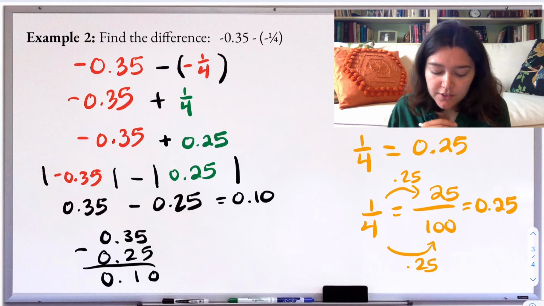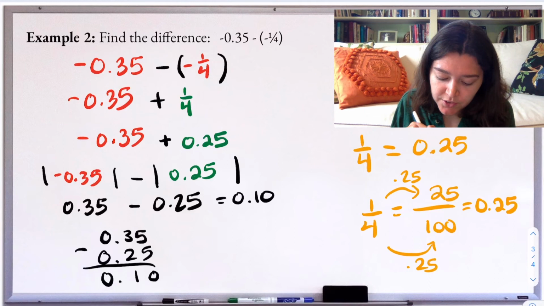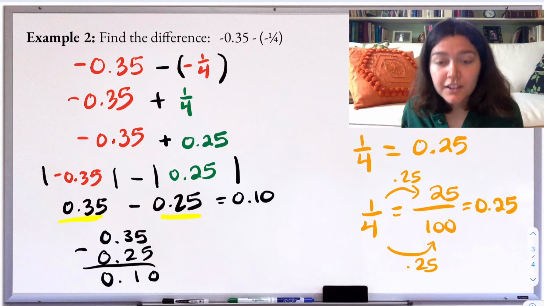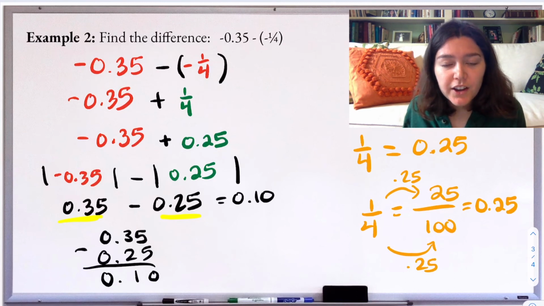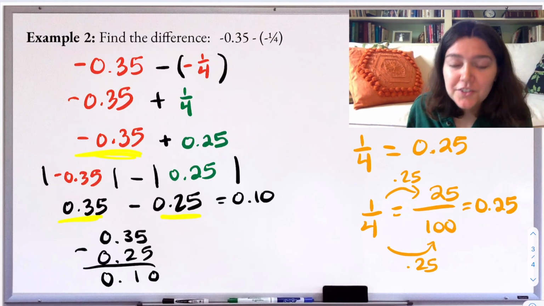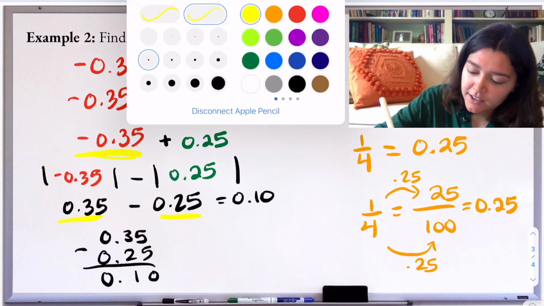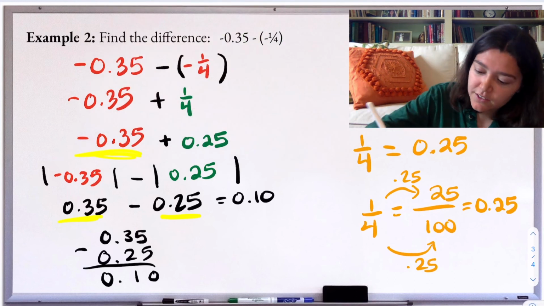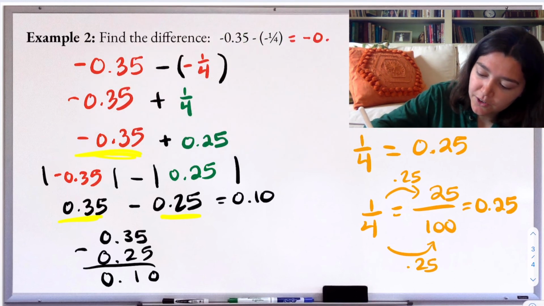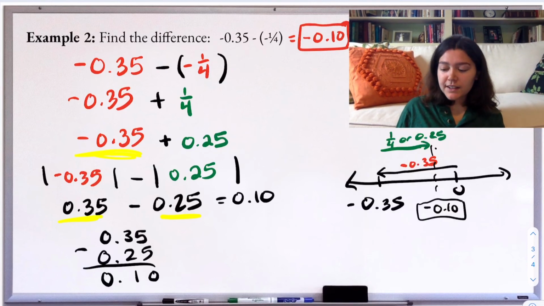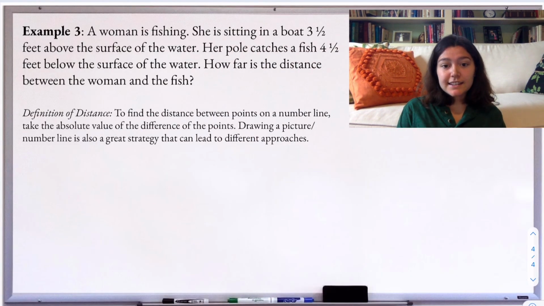So the absolute value of -35 hundredths was positive 35 hundredths, and the absolute value of positive 25 hundredths was positive 25 hundredths. So which of these two numbers is larger? Yeah, 0.35. Thus, -35 hundredths has the greatest absolute value, so that's the sign that matters. And so our final answer then, this difference, is going to be equal to -0.1 or -0.10. All right, now let's look at one final example, example 3, about finding distance.